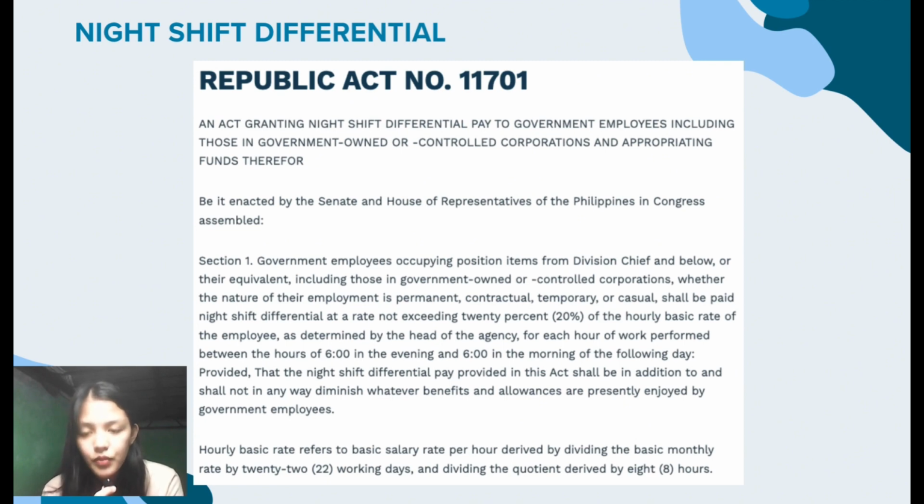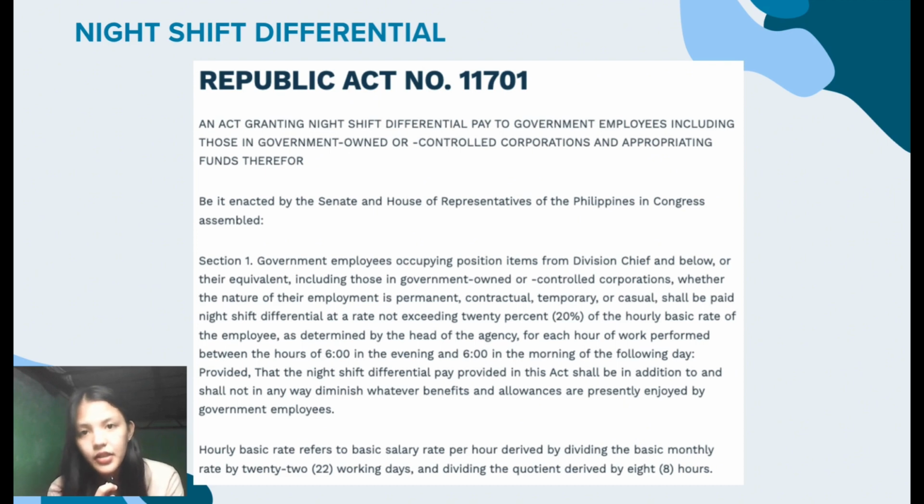So in Section 1, government employees occupying position items of division chief and below or the equivalent, including those in government-owned or controlled corporations, whether the nature of their employment is permanent, contractual, temporary, or casual, shall be paid night shift differential at a rate not exceeding 20% of the hourly basic rate of the employee, as determined by the head of the agency for each hour of work performed between the hours of 6 in the evening and 6 in the morning of the following day, provided that the night shift differential pay provided in this act shall be in addition to and shall not in any way diminish whatever benefits and allowances are presently enjoyed by government employees.